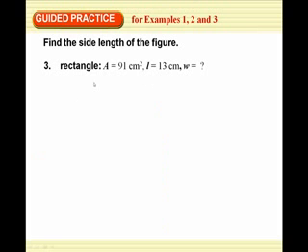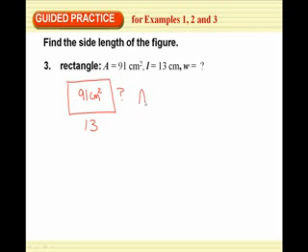Find the side length of the figure. Alright, so we have a rectangle, and I'm going to draw a picture here. It has a length of 13. It has a width of, we don't know, but it has an area of 91 square centimeters. So I know the area. So here's the formula. Area equals length times width.